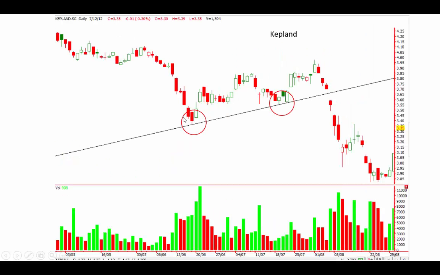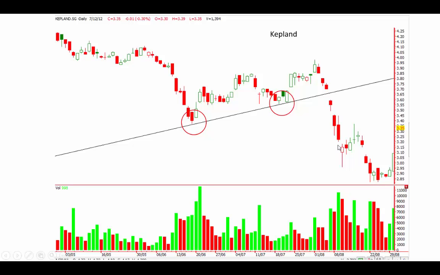Another case is Keppel Land. The price hit the support level, and everybody expected it to hold because it seemed like a very strong trend line. But in the morning, when the market opened, the price gapped down. This shows you it is a weak sign, a bearish signal. After that, there was follow-through selling for the next 3 to 4 days.